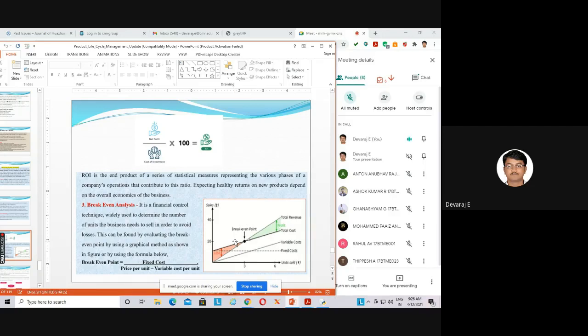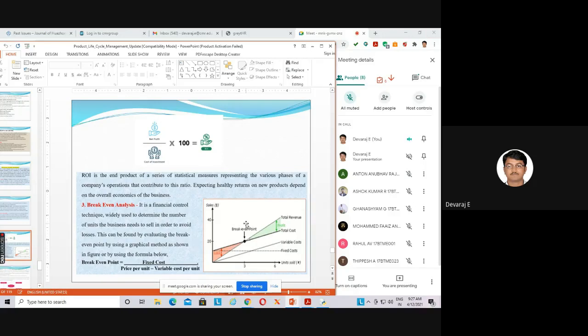Price per unit minus variable cost per unit is called the contribution. So am I getting back my invested amount, all my fixed cost as well as variable cost? How many products should I sell to get back the revenue, and to get the net profit? By this break-even analysis, we can do all these things.